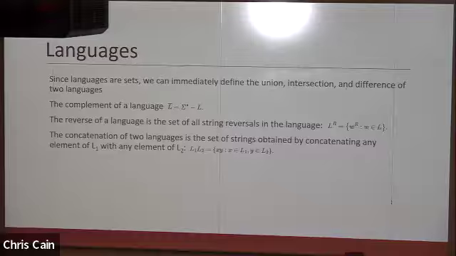What's an example of this in English? If we had L1 is English and L2 is English.